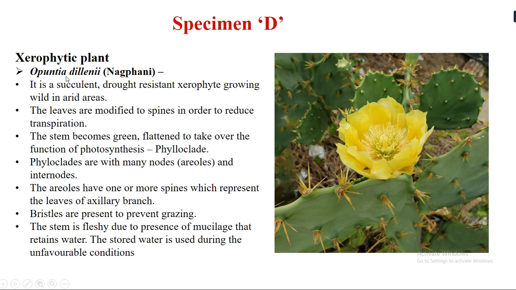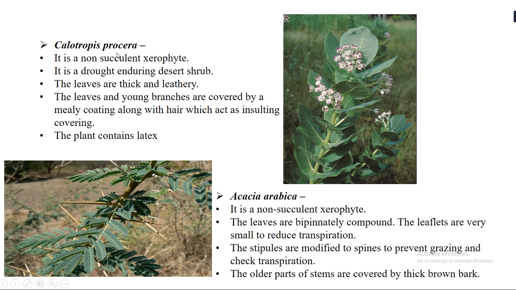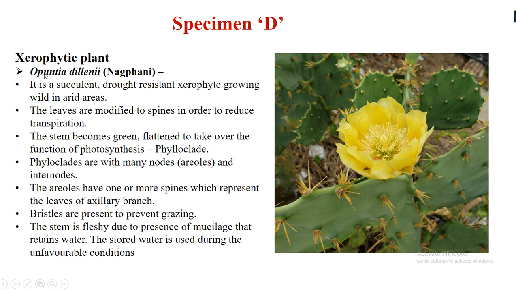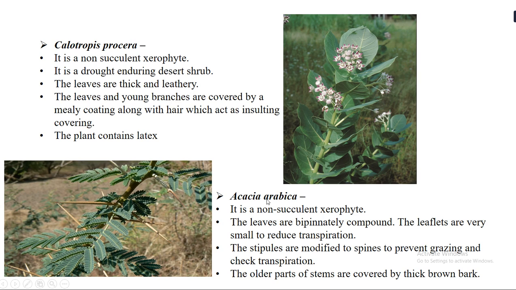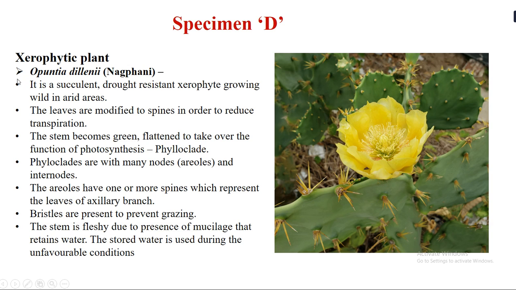So in the xerophytic plants, there are three: Opuntia dillenii, Calotropis procera, and Acacia arabica. So students, if you notice over here, I have typed the botanical name of the plant in italics. Why have I done this? Because this is by rule. If you write any botanical name or scientific name of any organism, when you're typing it, you have to write it in italics. And when you're handwriting it, you have to underline the genus and the species separately. Okay, so these are the xerophytic plants in spot D.